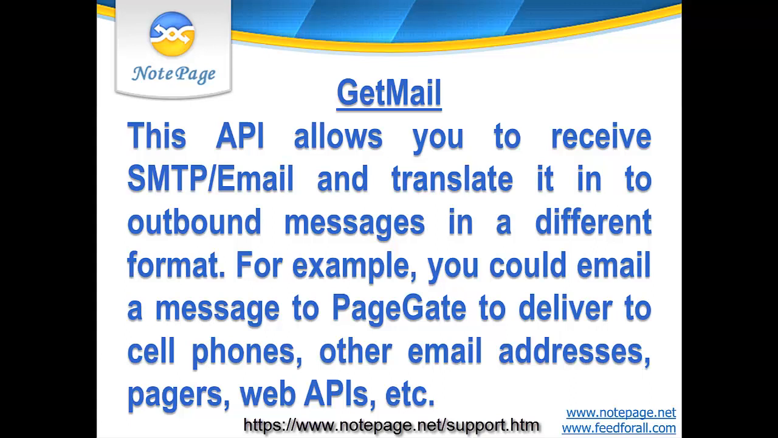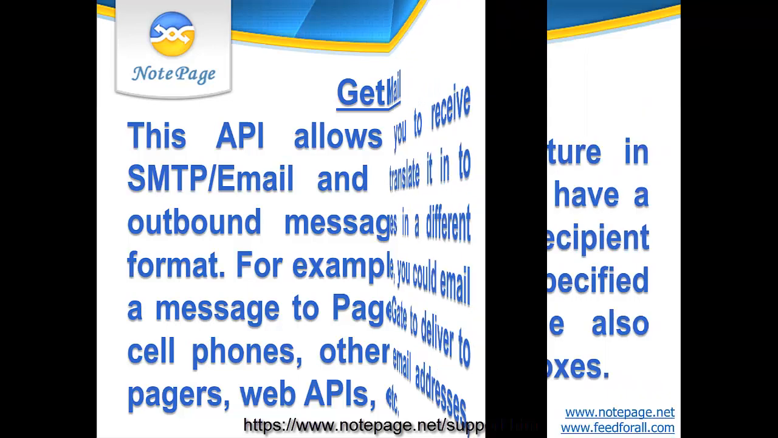Next, let's go over the GetMail module. The GetMail API allows you to receive SMTP or email traffic and translate it into outbound messages in a variety of different formats. For example, you could send an email message to PageGate to deliver as a message to cell phones, other email addresses, pagers, web APIs, or a group of all of the above.